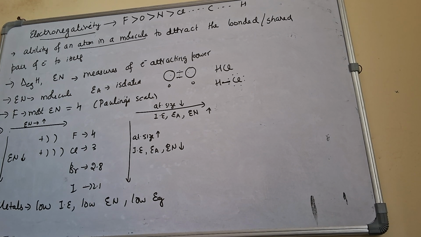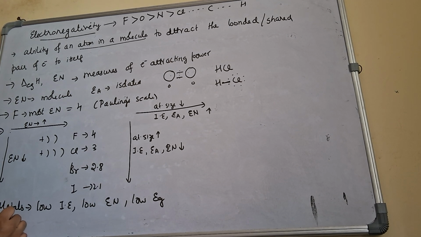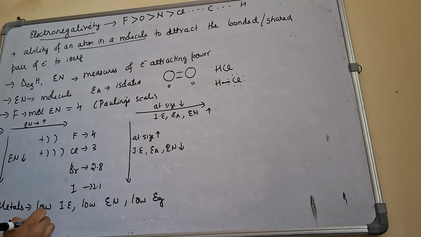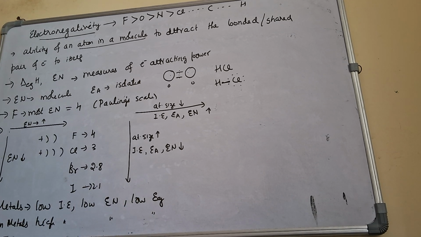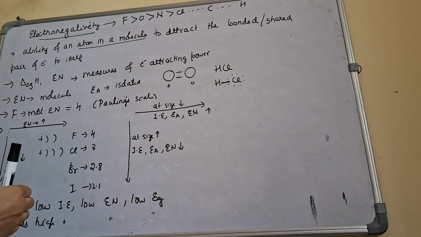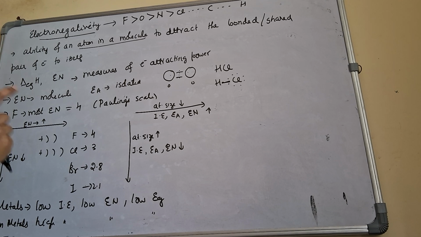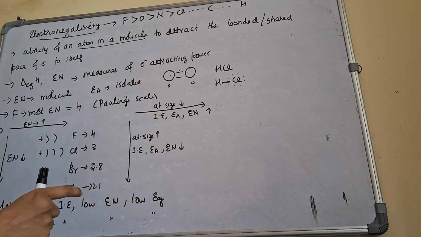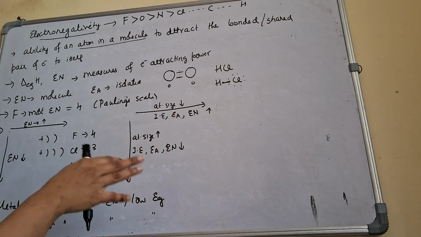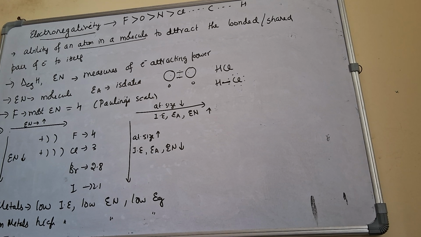Whereas non-metals will have everything high. High, high and high. High ionization energy because you cannot separate it, as they need to gain an electron and you are trying to remove it. High electron gain enthalpy: they want to gain an electron and you are giving exactly one electron, so it will release more energy. And they are hungrier for electrons, so they will pull them towards themselves. So they are very, very high.